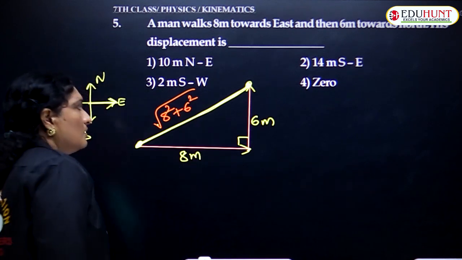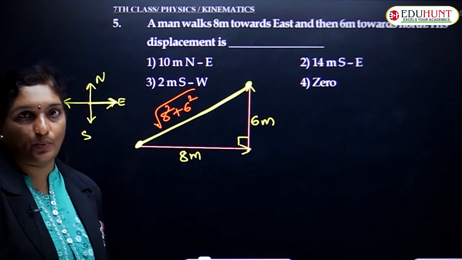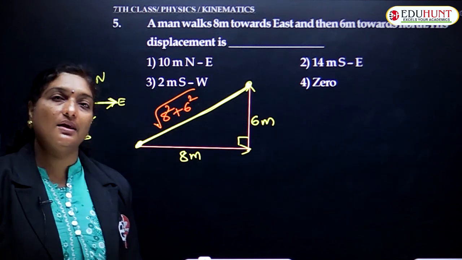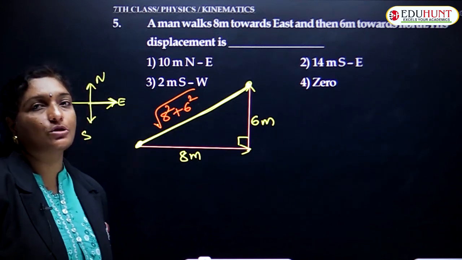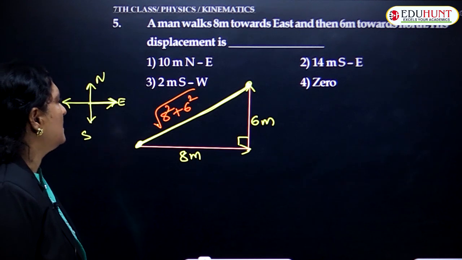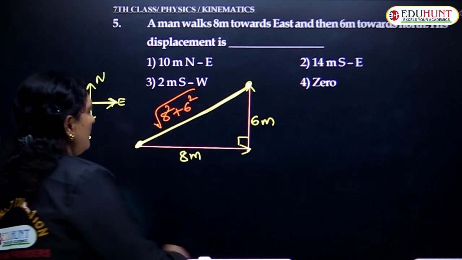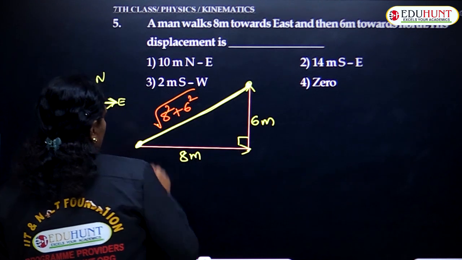How much is that? Root over 8 square plus 6 square. So 8 square is 64 and 6 square is 36. 64 plus 36 is 100. Root over 100 is 10 meters. So direction also we need to consider later. Okay. Which direction is that?